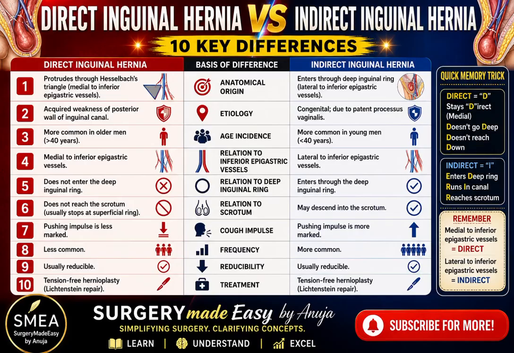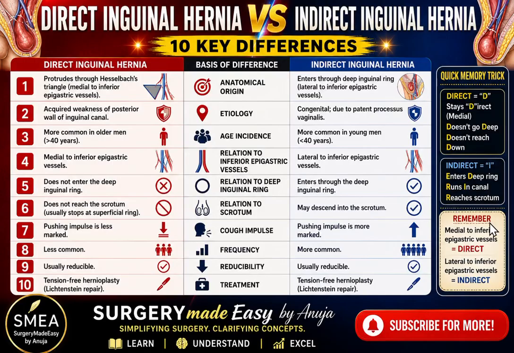Now, a quick memory trick to remember: your direct inguinal hernia, D stays direct, which means it is medial and it does not go into the deep inguinal ring. It doesn't reach into the scrotum and it does not descend down. The indirect inguinal hernia enters the deep inguinal ring. It runs inside the canal and it reaches the scrotum.